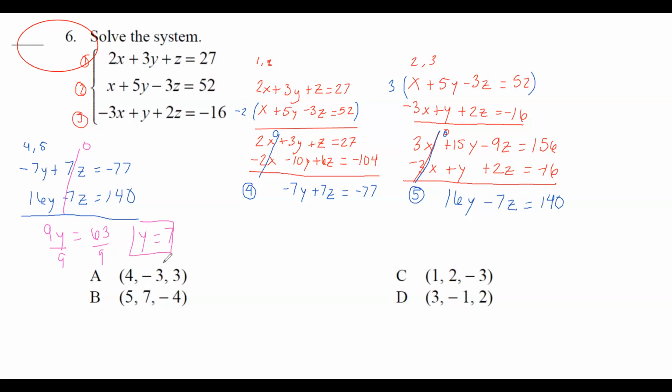From here, we're going to check which one has y. For the value of 7, we already see that it's B, but let's double check and see if we actually do get 5 and negative 4 as my other solutions. Now, how do I find my other values, guys? Go back and substitute. Which one are we using? 1, 2, 3, 4, or 5?